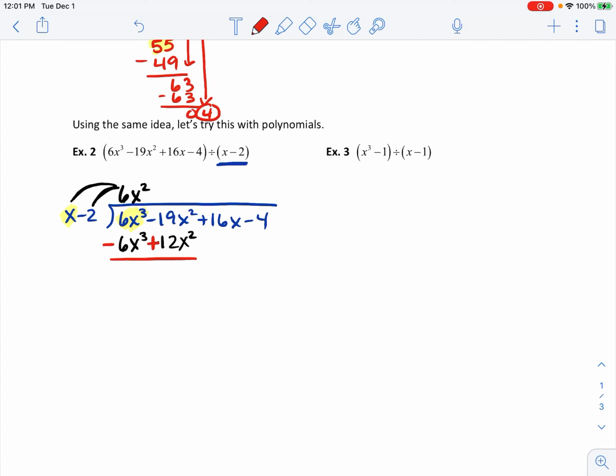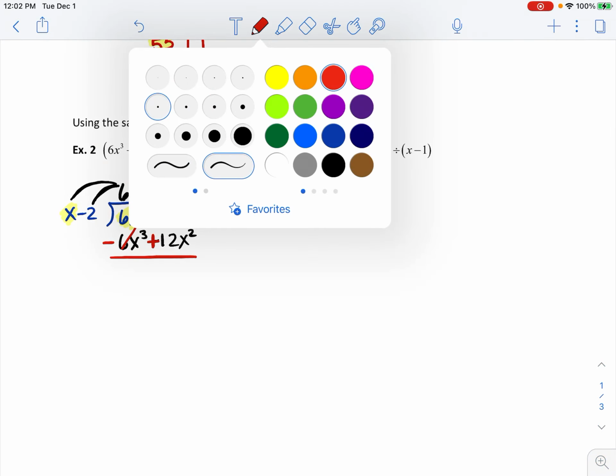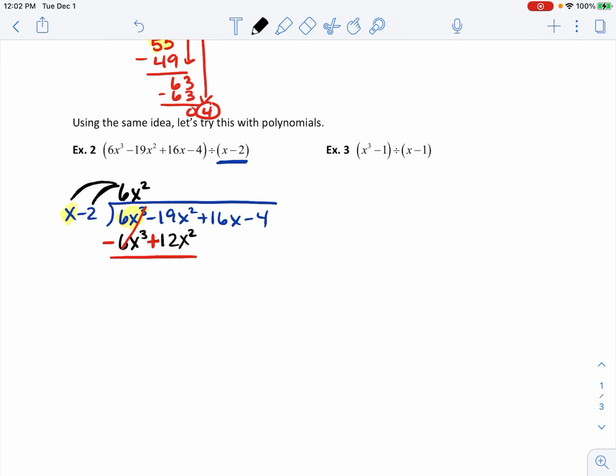Now, notice something. These guys are going to cancel out, and they should. The first terms should always cancel out. If they don't, that means you did something wrong, so then maybe try it again. Now let's see what happens. So negative 19x squared plus 12x squared, that's negative 7x squared.